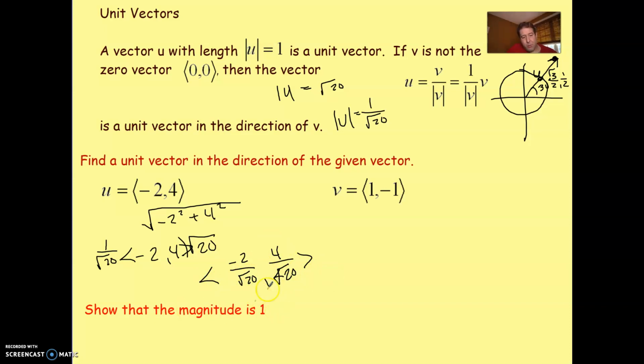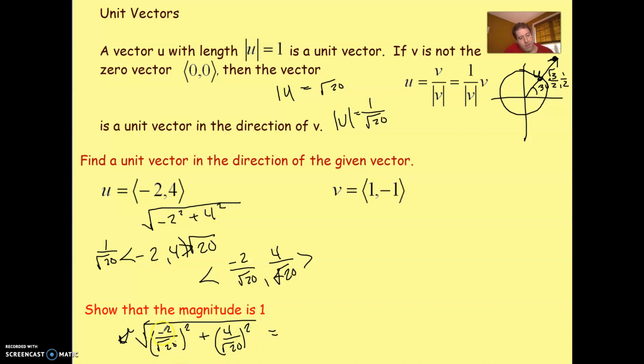Now, I can prove that this is the unit vector because if I take the magnitude of this, I should get an answer of 1. So if I do the square root of this, which would be negative 2 over the square root of 20, squared, plus 4 over the square root of 20, squared.